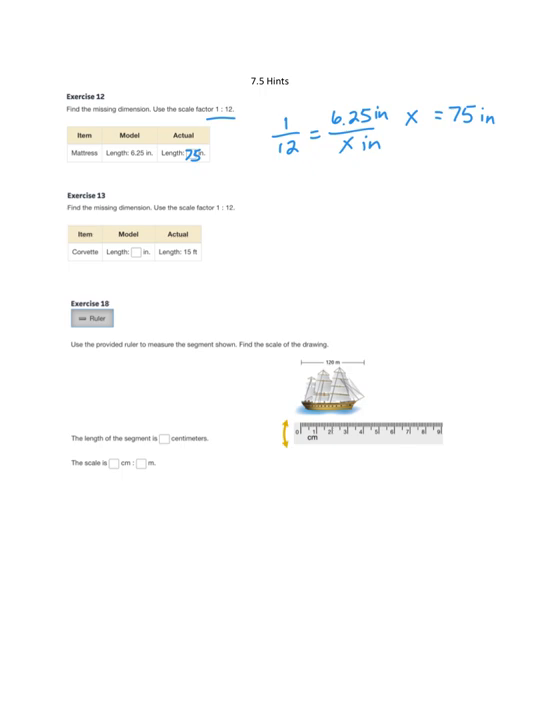Number 13, we're going to start the same way. 1 over 12 equals the model, which this time we don't know, over the actual, which is 15 feet. But this time, when I solve, I'm going to find x in feet, but I can see that my actual answer, I will need to convert to inches. So this is going to add one more step on this one. So I can solve this using cross products as well.